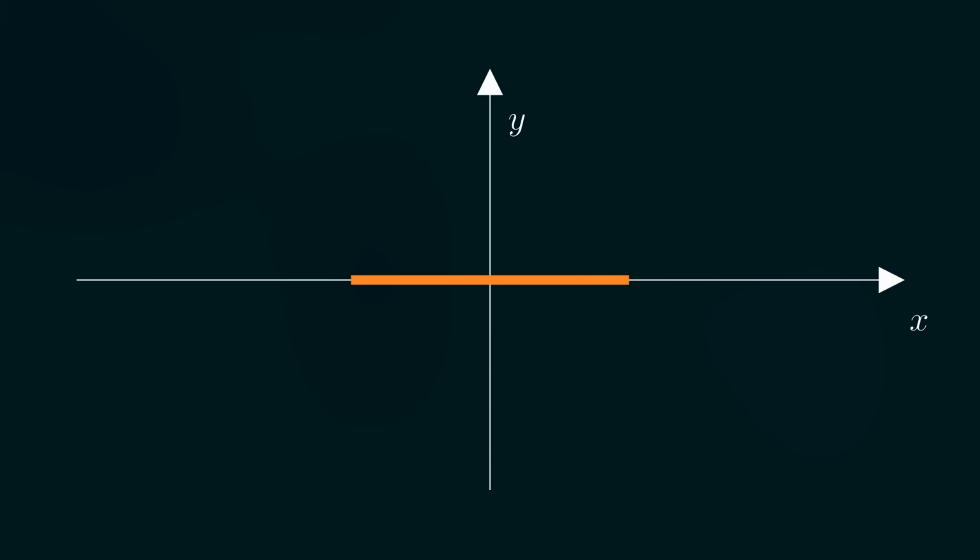The way you do that is just by doing kq over r squared like normal, except now our q is infinitely small. So we're going to use dq, a differential charge, instead. But what exactly is dq equal to?